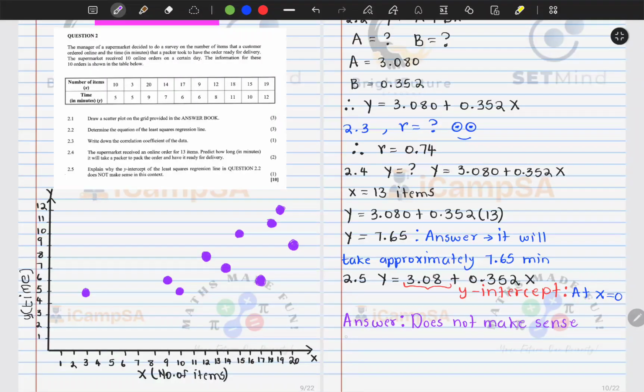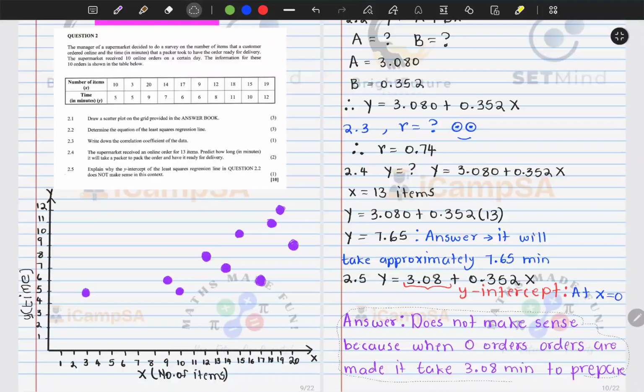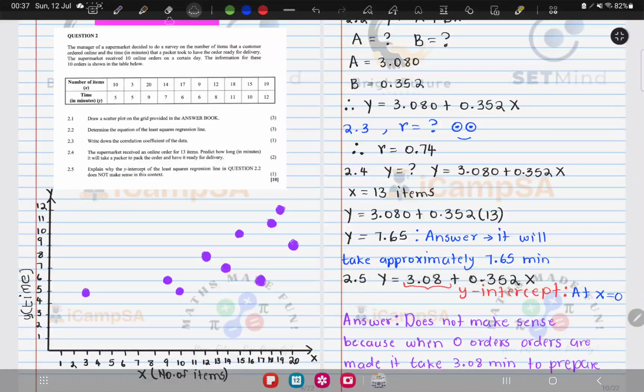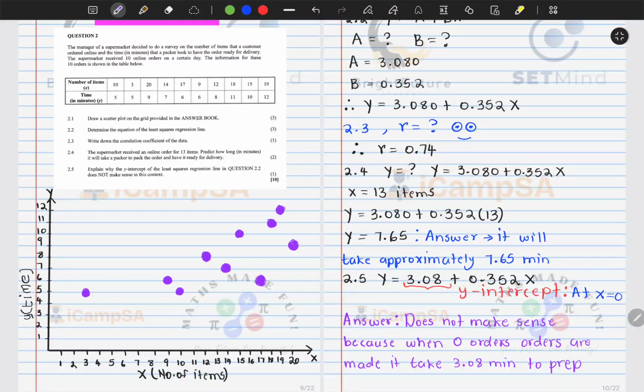Okay, that's the first thing. Then we can go to the because, and that is because when 0 orders are made, it takes 3.08 minutes to prepare whatever that is ordered, of which it does not make sense, because if we are ordering 0 items, why should it take 3.08 minutes to prepare that order? So that is why this doesn't make sense.